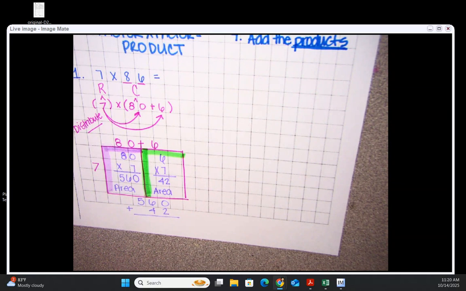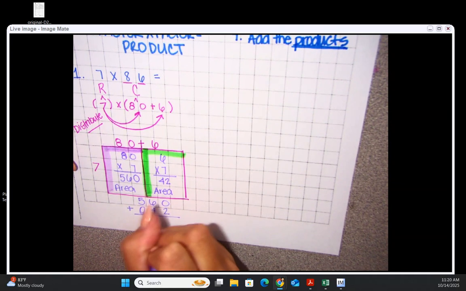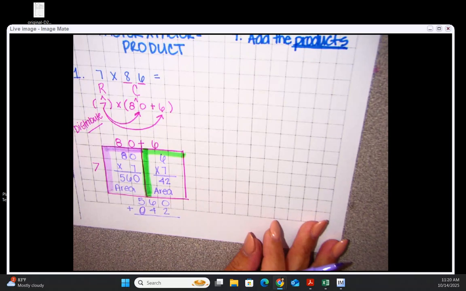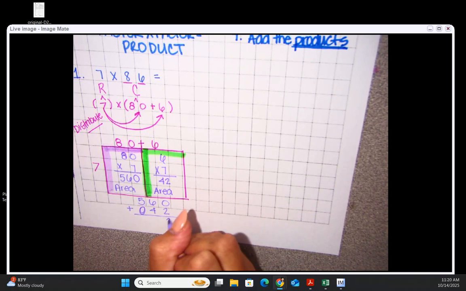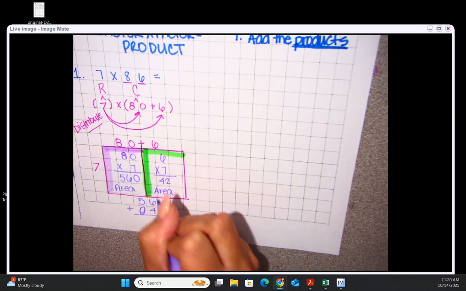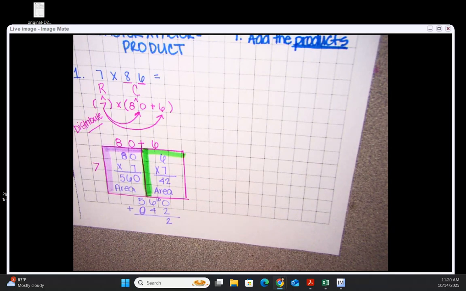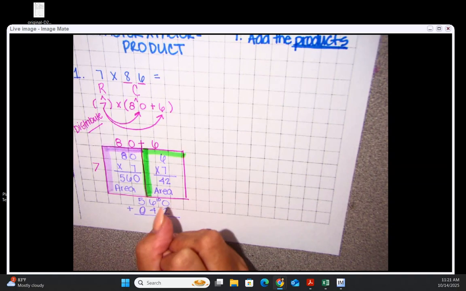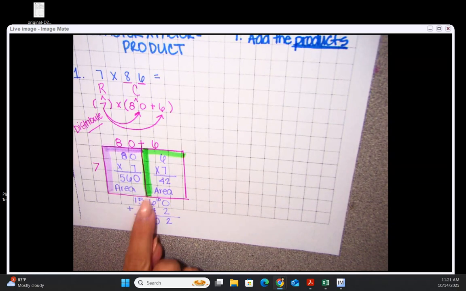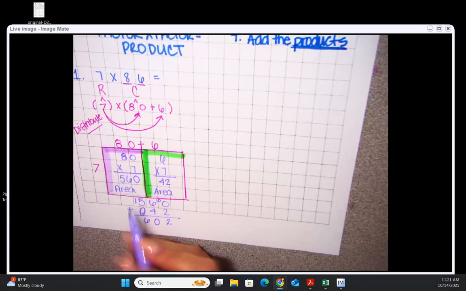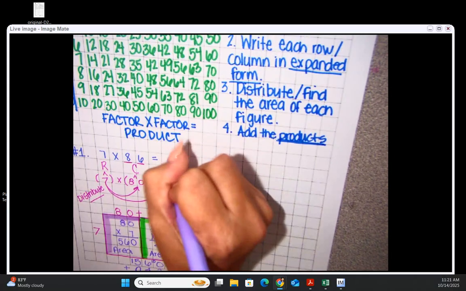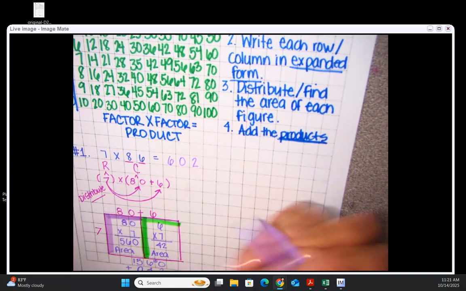You have to put a 0. Very good. If I see an empty space, I have to put a 0. 0 plus 2 is 2. 6 plus 4 is 10. But I sing my little song: 9 or below, 9 or below, drop your number low. It's 10 or more, it's 10 or more, carry over, go next door. So I have to carry over. Go next door. 1 plus 5 is 6. So then, 7 times 86 equals 602.